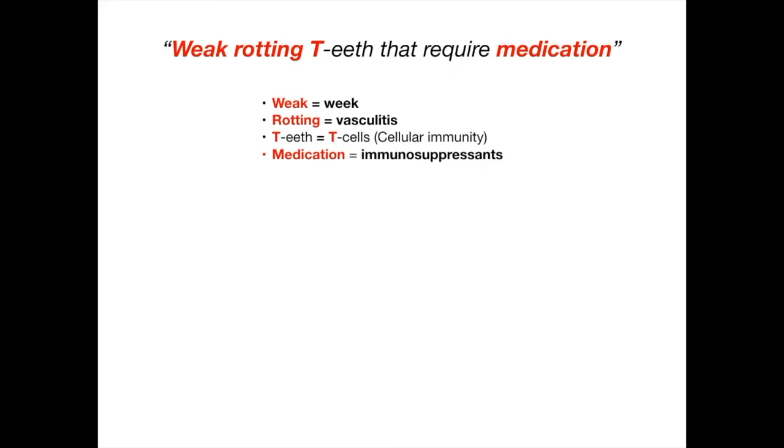Rotting for vasculitis. So you can think of vasculitis as like internal rotting of a blood vessel. So weak, rotting for vasculitis. Teeth, the T in teeth, the T means T cells. So this is cellular immunity, okay? Cellular immunity for the T cells. And that require medication. Medication tells you that you can treat this with immunosuppressive therapy, okay?